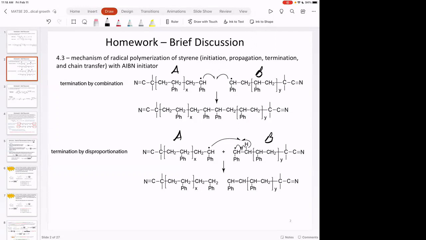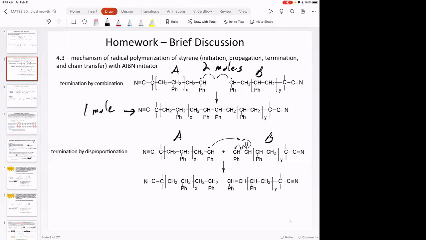Oh, hold on. I want a simple answer. How many moles of products do I have when I terminate by combination? 1. So I go from 2 moles to 1 mole.